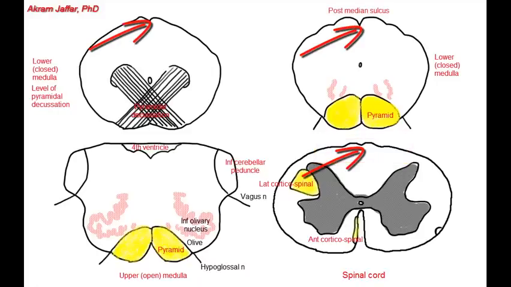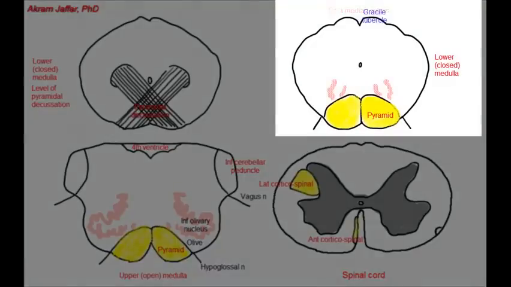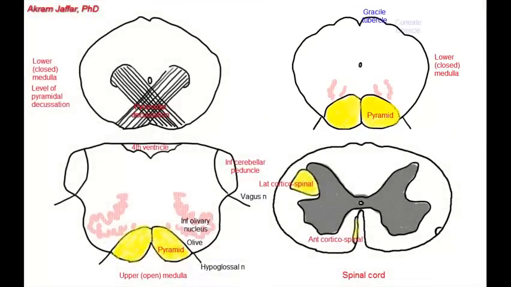On each side of the median sulcus there is an elongated swelling. This is the gracile tubercle, produced by the underlying nucleus gracilis. Lateral to the gracile tubercle is a similar swelling, the cuneate tubercle, which is produced by the underlying cuneate nucleus.